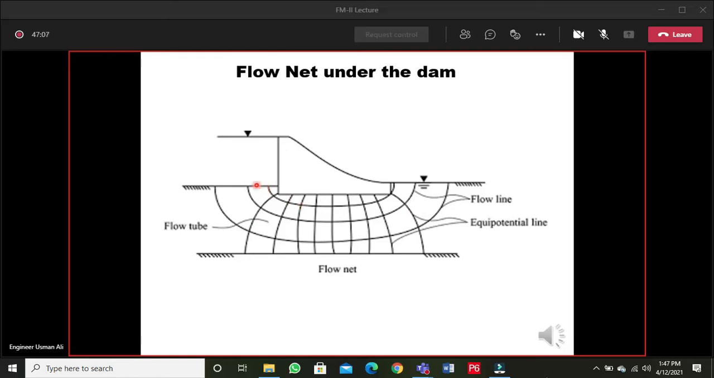the dam body. So how we can draw the flow net. These are the streamlines, and these are the equipotential lines crossing them at normal angle, and these are the fixed boundaries between which we make this diagram.